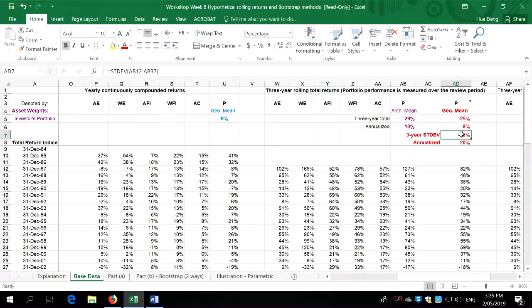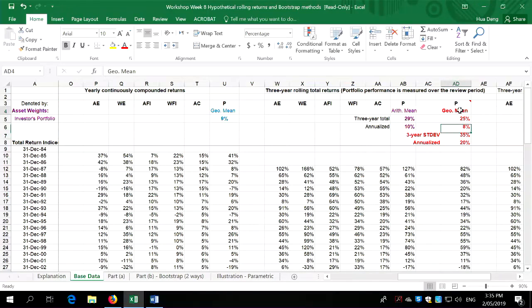We have learned extensively about the horizon effects in several tutorial exercises and also discussed it in lecture. So the annualized 3-year standard deviation is different from the standard deviation you calculate from yearly returns. Hopefully, most of you understand the difference so far.